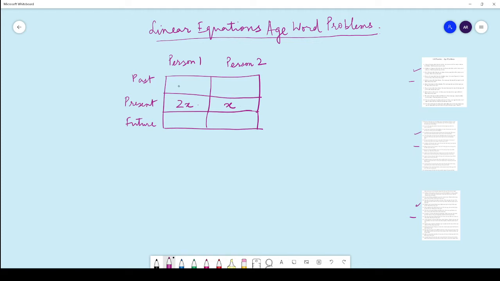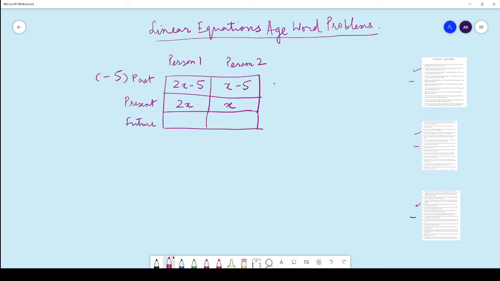Now suppose there is a situation in which it is said that 5 years ago there was a difference of 10 years in their ages. So past is like you are going 5 years back, right? So this person's age 5 years back will be 2x minus 5, and this person's age 5 years back will be x minus 5.